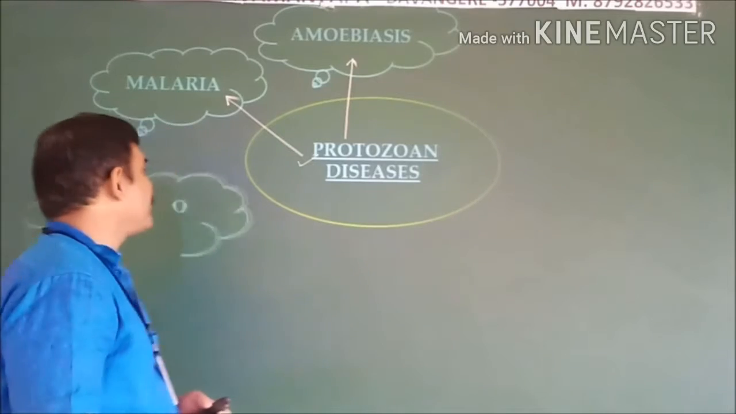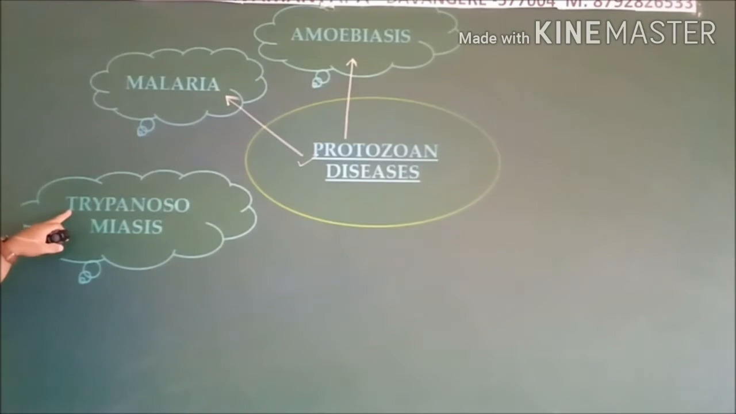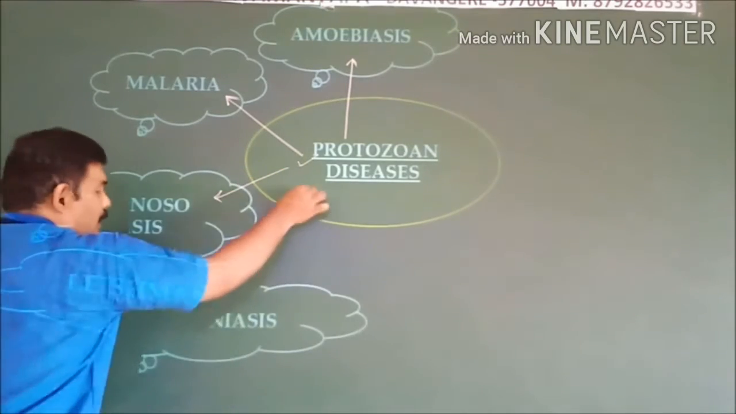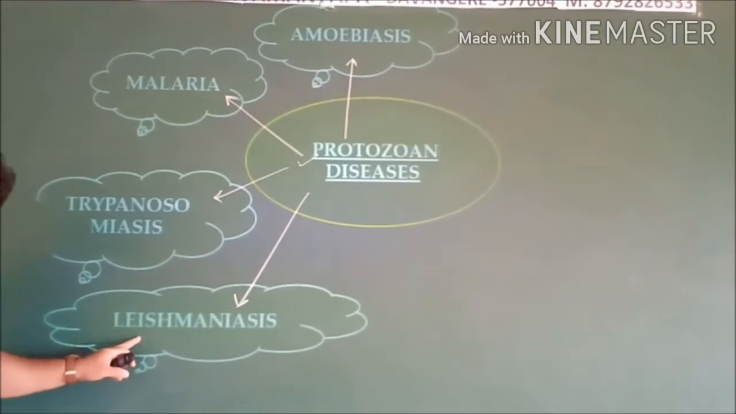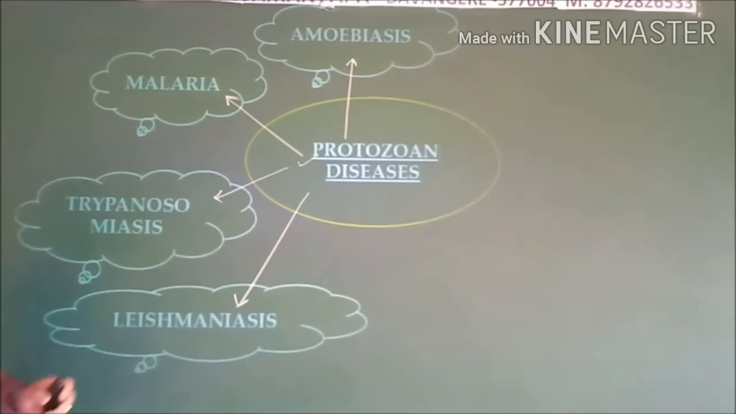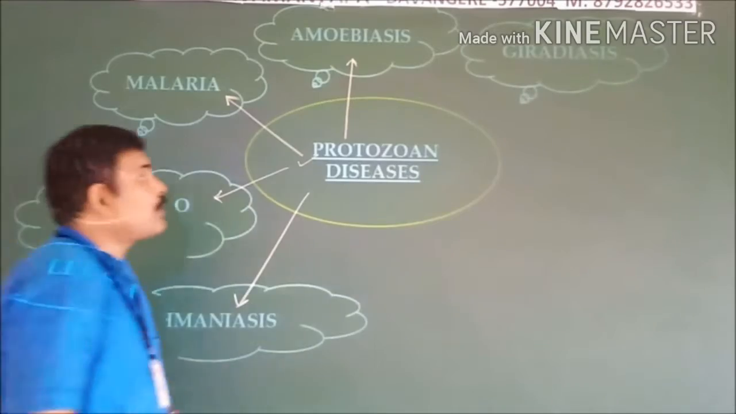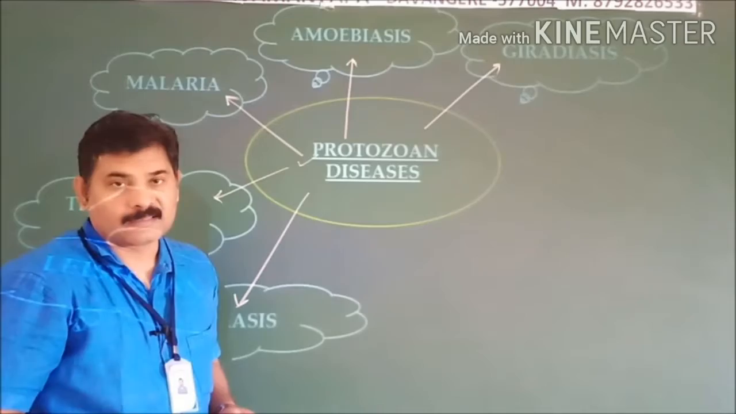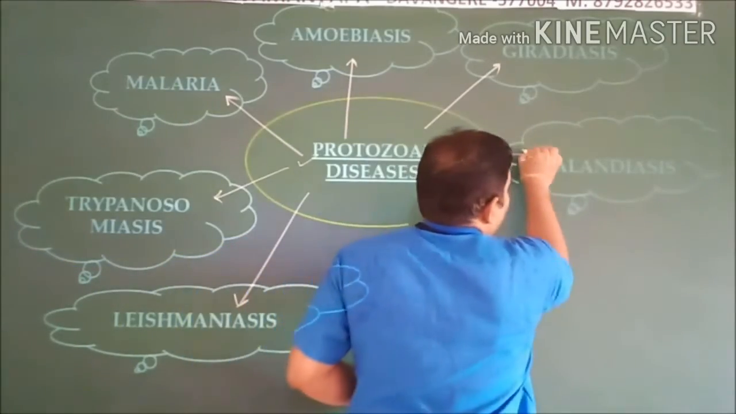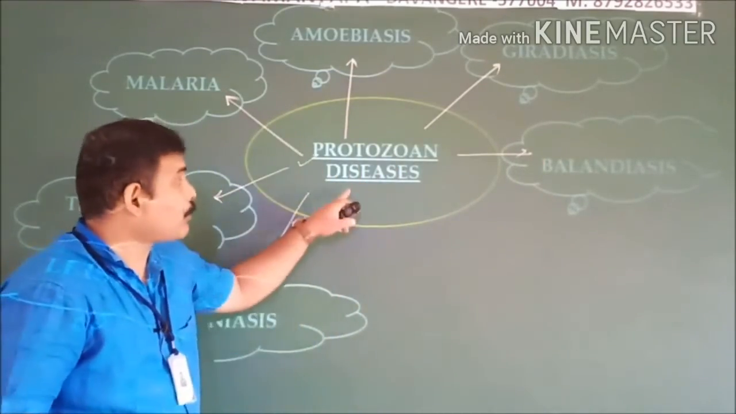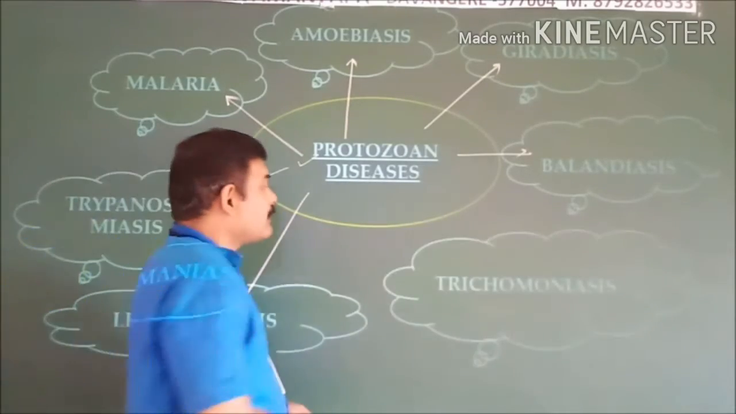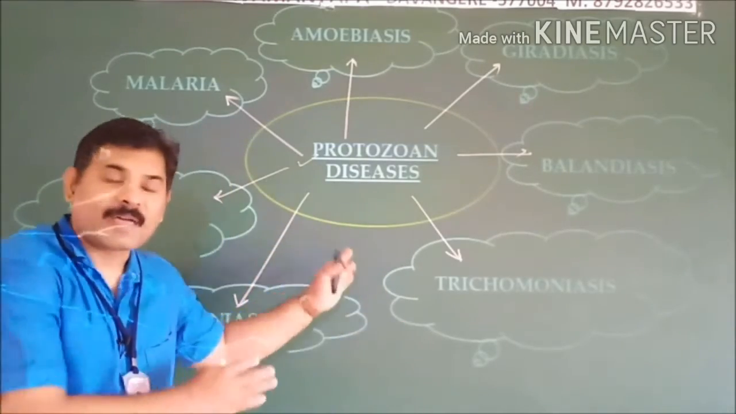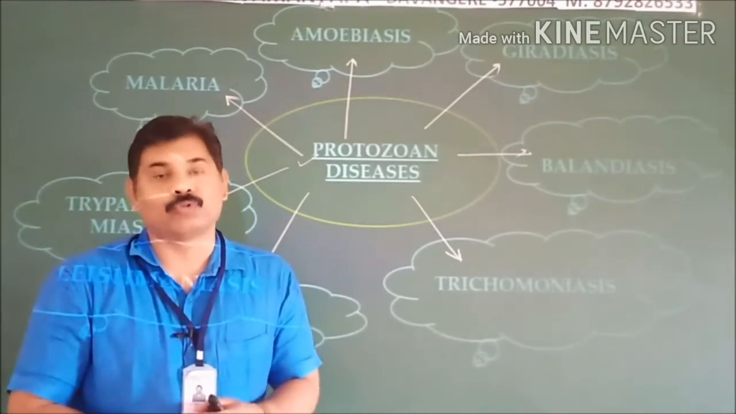Then another disease caused by protozoa is trypanosomiasis. And thereafter another one is leishmaniasis. These are the four important diseases. Apart from that, we can see some more diseases. Giardiasis is one more protozoan disease. The next one is balantidiasis, caused by protozoans also. And the last one here is trichomoniasis. All these are the varieties of diseases caused by protozoans.